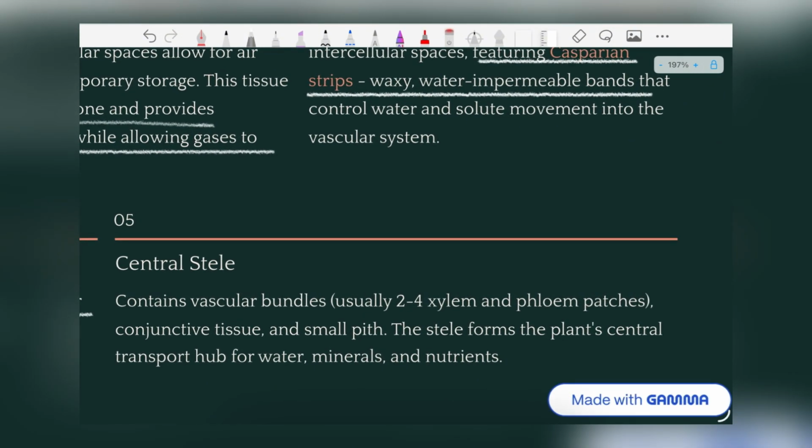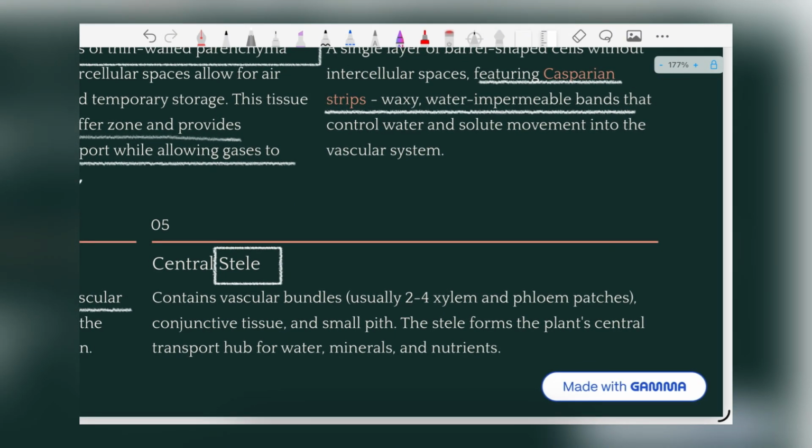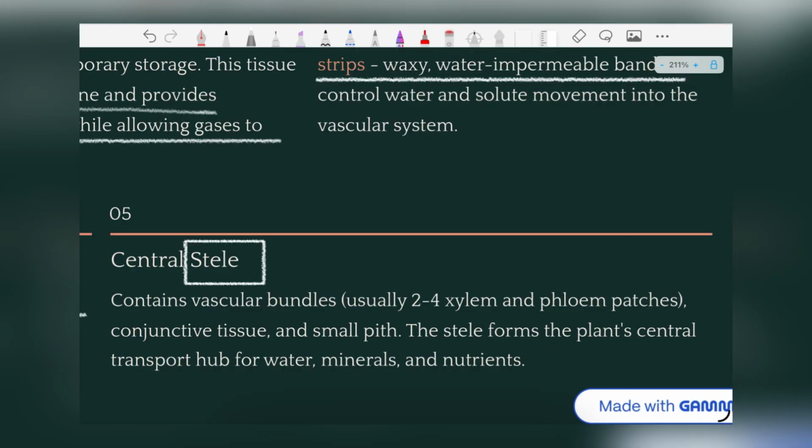Central stele. This word was very important in the previous NEET papers. Frequent questions were asked, and in the CBSE paper also. Contains vascular bundles, usually 2 to 4 xylem and phloem patches, conjunctive tissues, and small pith. The stele forms the plant's central transport hub for water, minerals, and nutrients. Anything under the endodermis is stele.